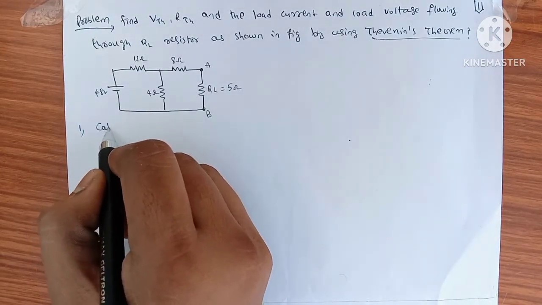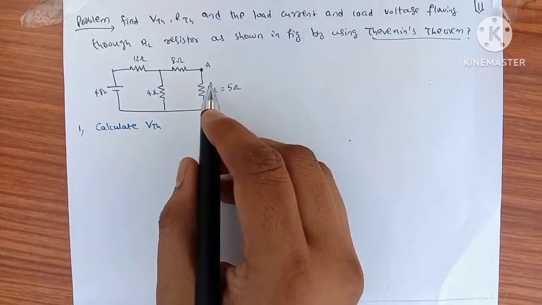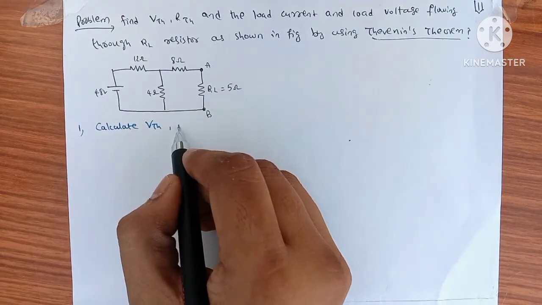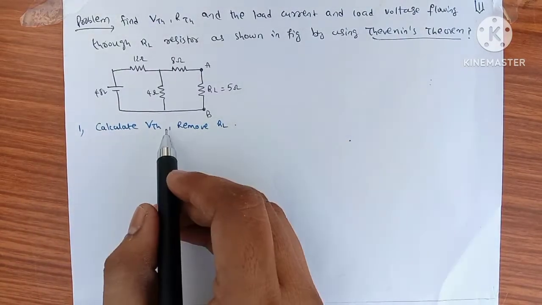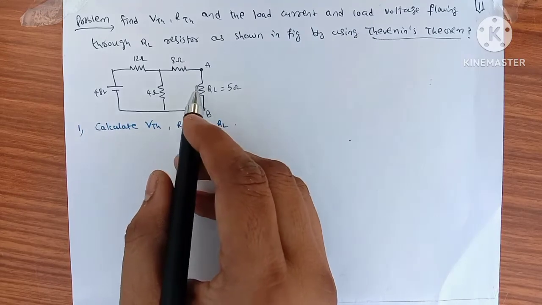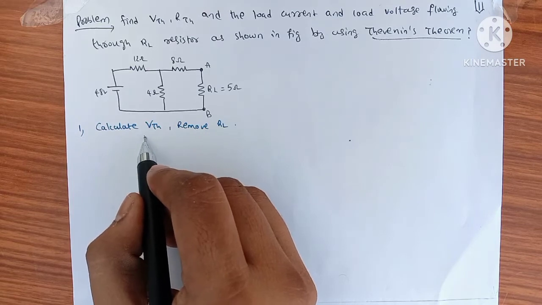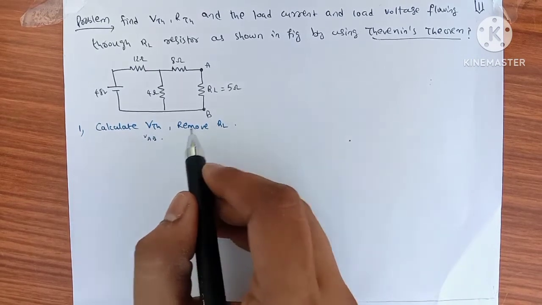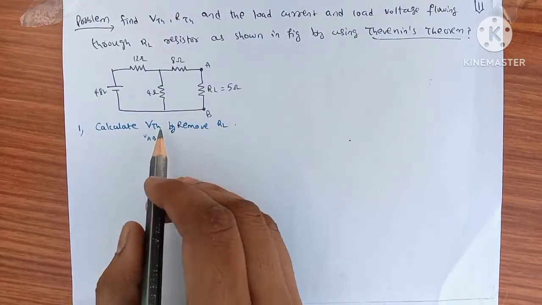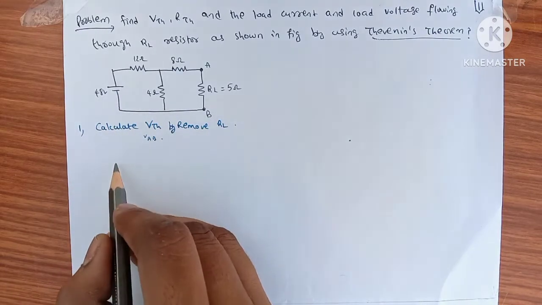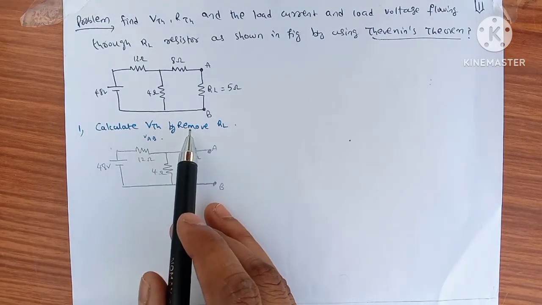So calculate VTH by removing load resistance. Here we want to calculate VTH between A and B, by removing RL. If we draw this circuit, then the circuit looks like this. So we want to calculate VTH by removing RL.